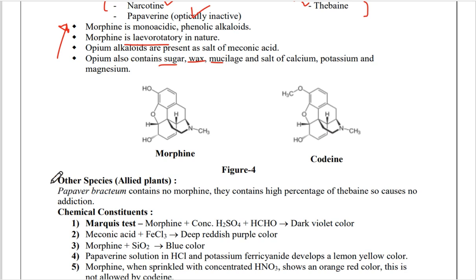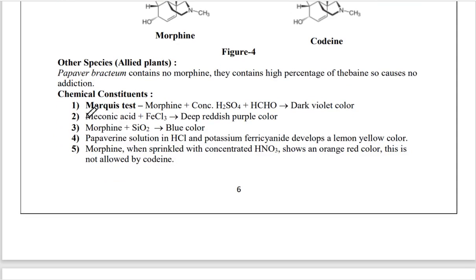Okay, if Papaver bracteatum is used in cough syrups or something like that, or in other categories of drugs, these prevent the addiction. Okay, then for the chemical constituents you have 2-3 tests. First is the Marquis test, in which you will take the morphine with concentrated sulfuric acid and formaldehyde, which will give the dark violet color, or meconic acid with FeCl3 gives the reddish blue, deep reddish purple color or blue color. Then morphine when treated with K3Fe(CN)6 gives blue color. Okay, so these are the important tests.